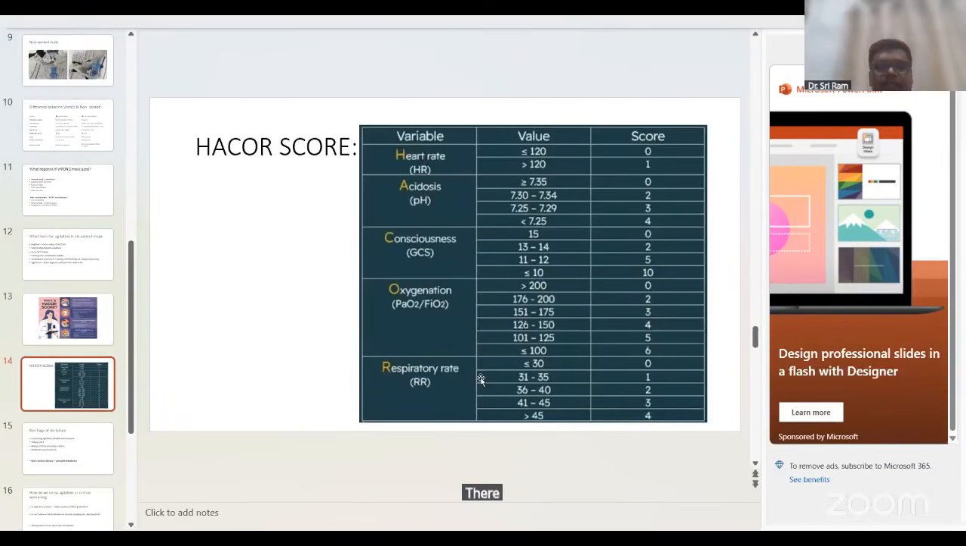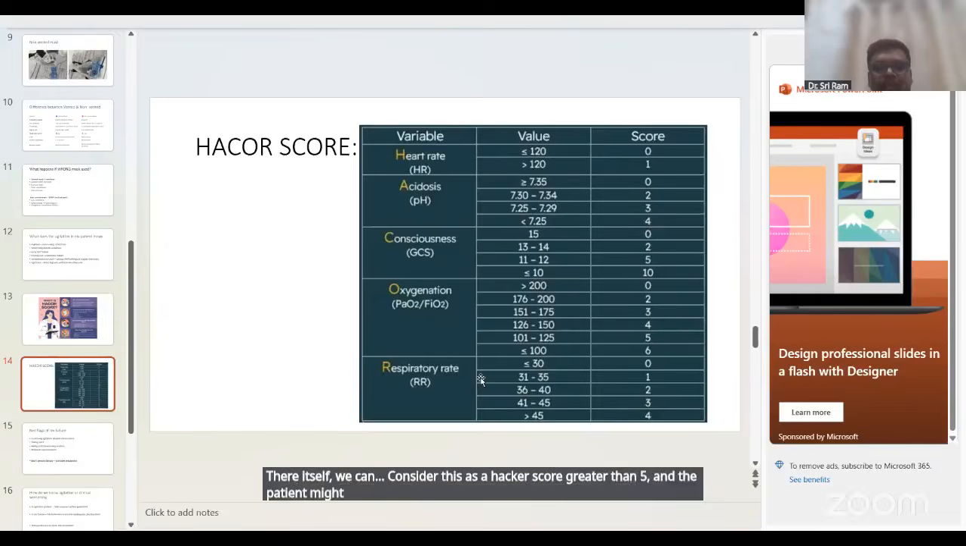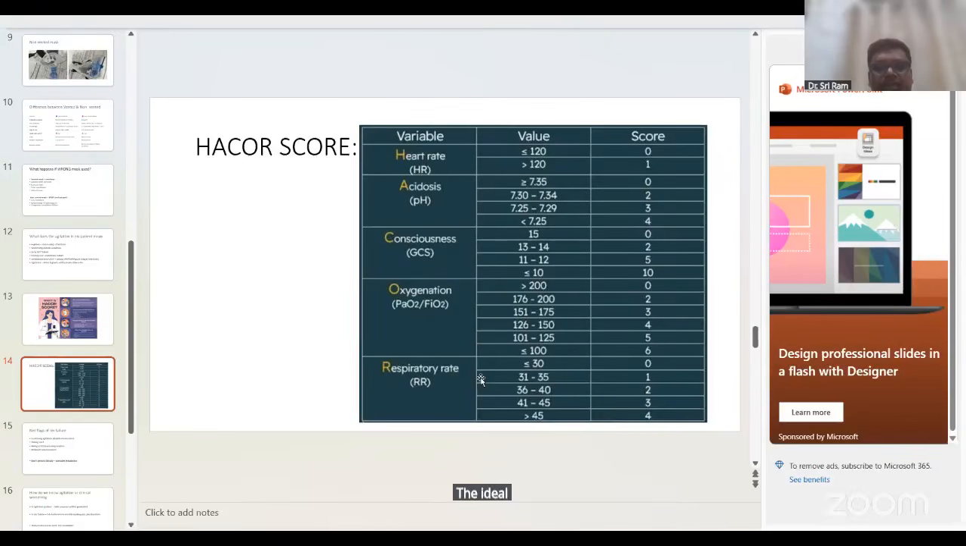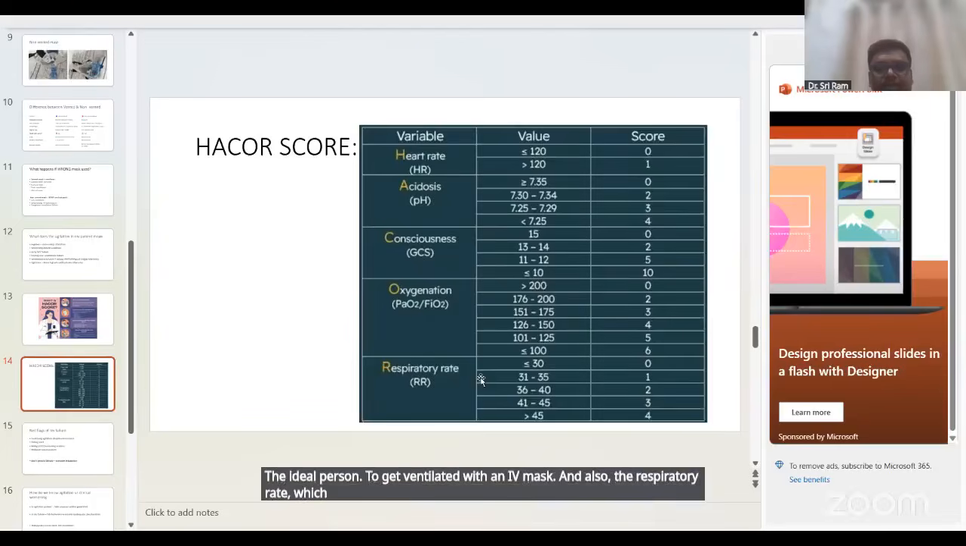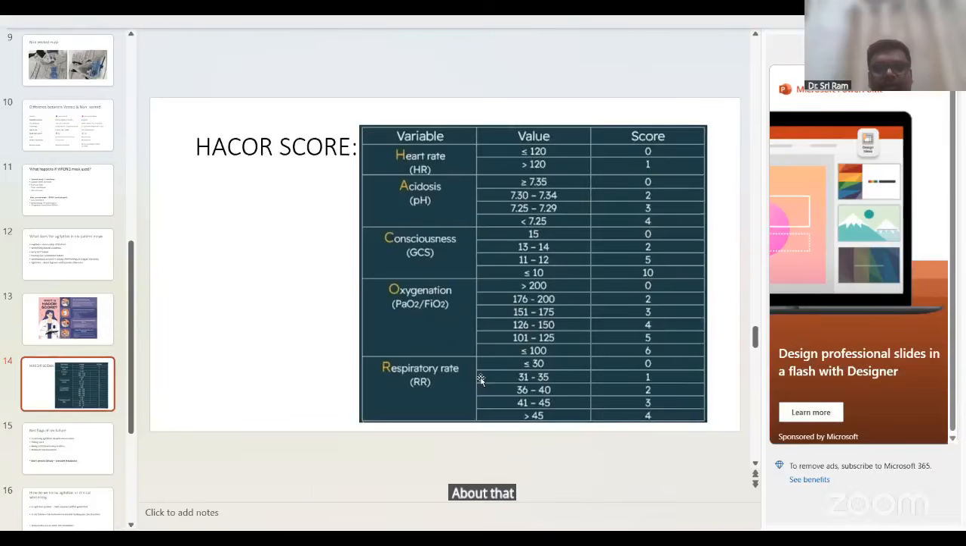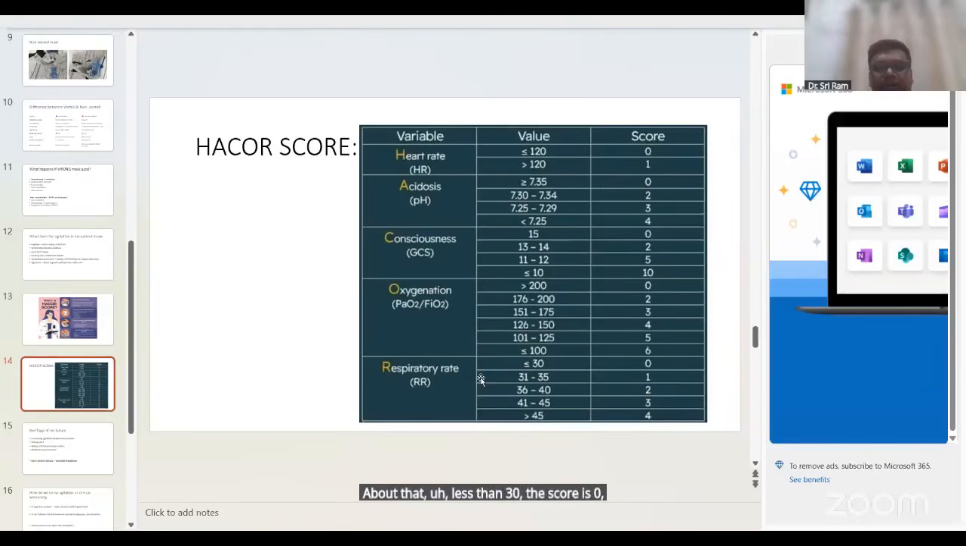There itself we can consider this as a HACOR score greater than 5, and the patient might not be an ideal person to get ventilated with an NIV mask. And also the respiratory rate: less than 30, the score is 0, between 30 and 45 is scored in between, and greater than 45 has 4.